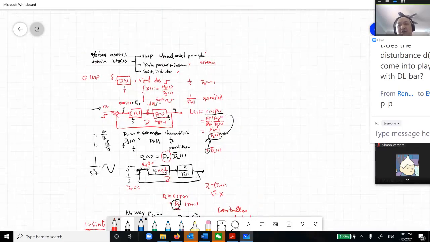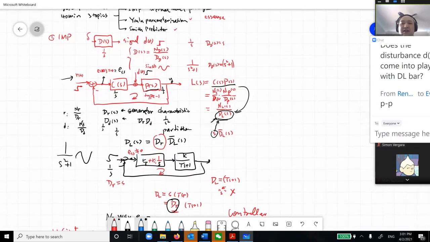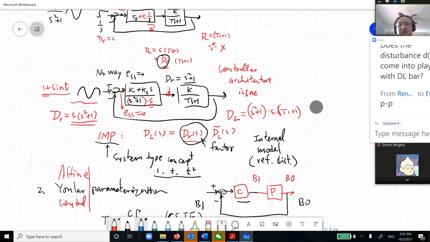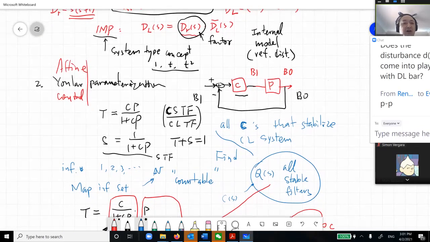So let me review what we did here. We did the internal model principle, which is a generalization of system types. Then we talked about the Youla parameterization idea. So we can find all stabilizing controllers C. If I give any Q, I can get a C. So I find all of the C's that stabilize the system. This is called Youla parameterization.